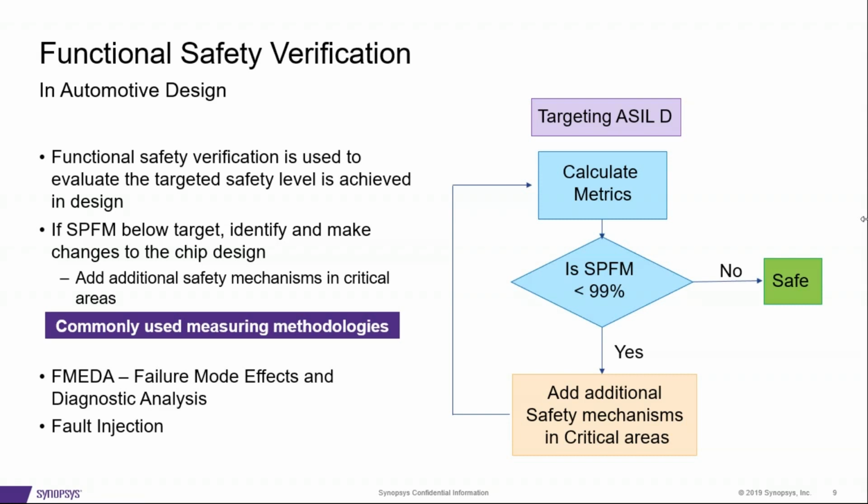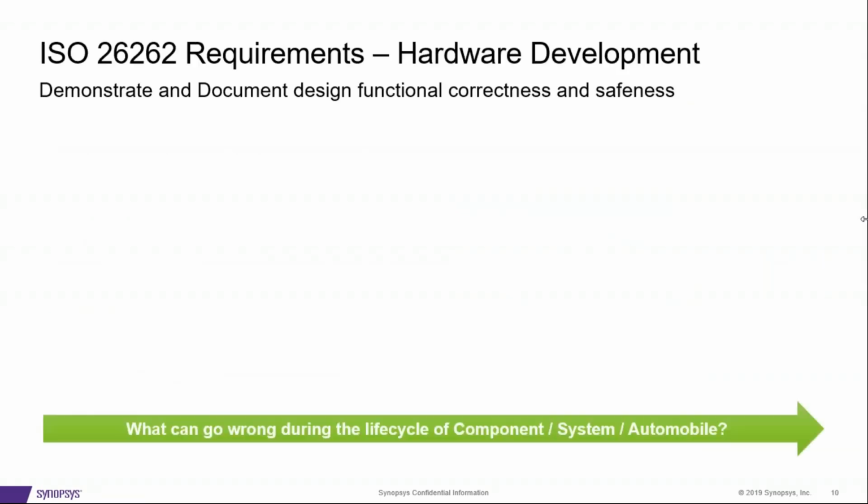How do you go about doing this? Well, there are two main processes: FMEDA, that's failure mode effects and diagnostic analysis, and fault injection. Okay, so if I go into the detail of these a little bit, that's the second part of my presentation. It was just to summarize the ISO 26262 requirements from a hardware development aspect.